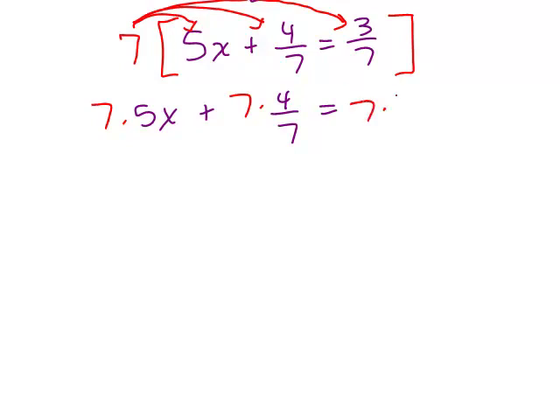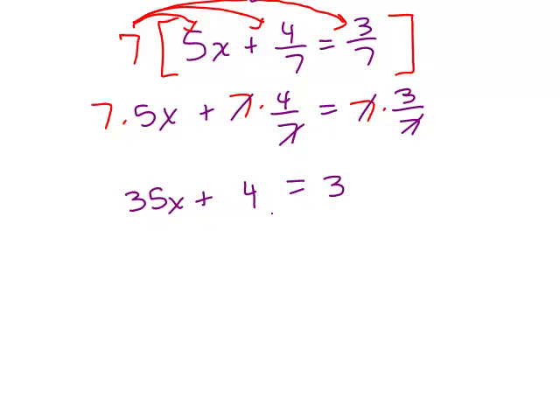times the 3/7. And if you simplify each of these, well, 7 times 5 is just 35, so I have 35x. But the 7's here cancel, so I get plus 4. The 7's on this side cancel, so I get 3. We now have an equation without any fractions. So that's the second method. You can eliminate the fractions in an equation by multiplying by the least common denominator.